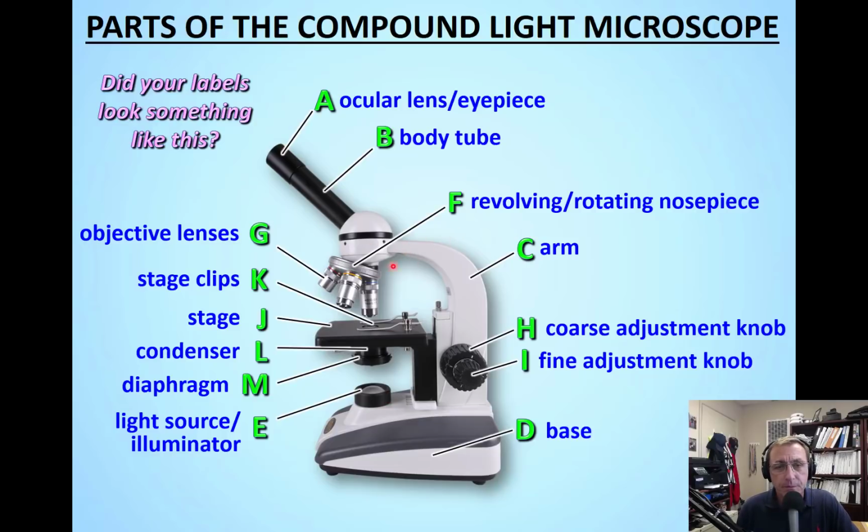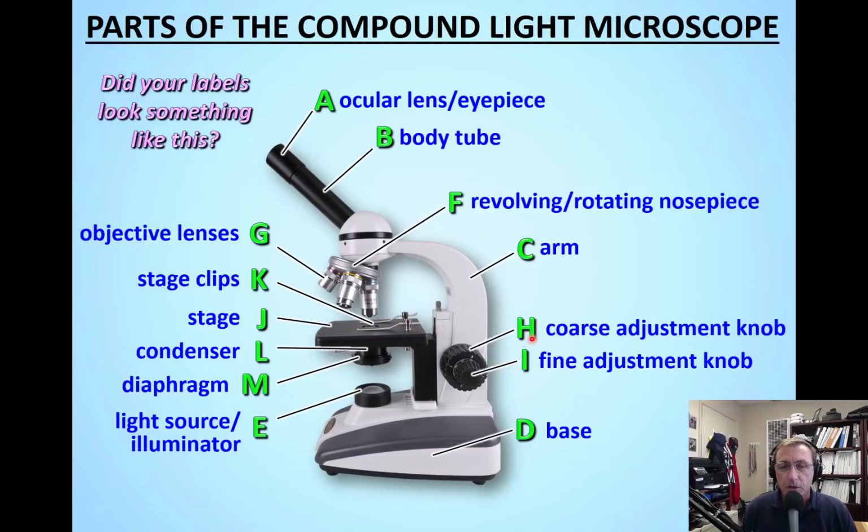F, going back up to the top, is the revolving or rotating nose piece right there. Okay, it's that round part that spins around. Going over to G, those are the objective lenses. Objective lenses, there's 3 of them typically. We'll talk about that when we talk about those lenses.